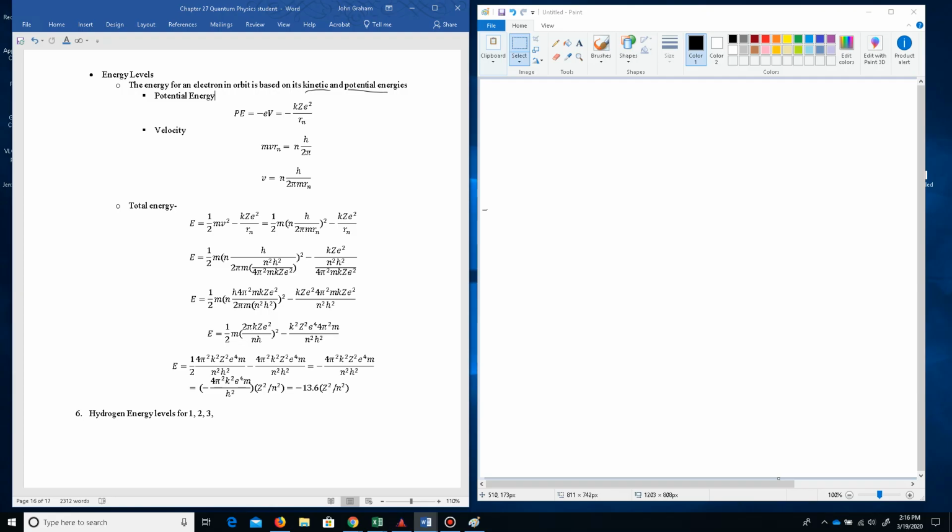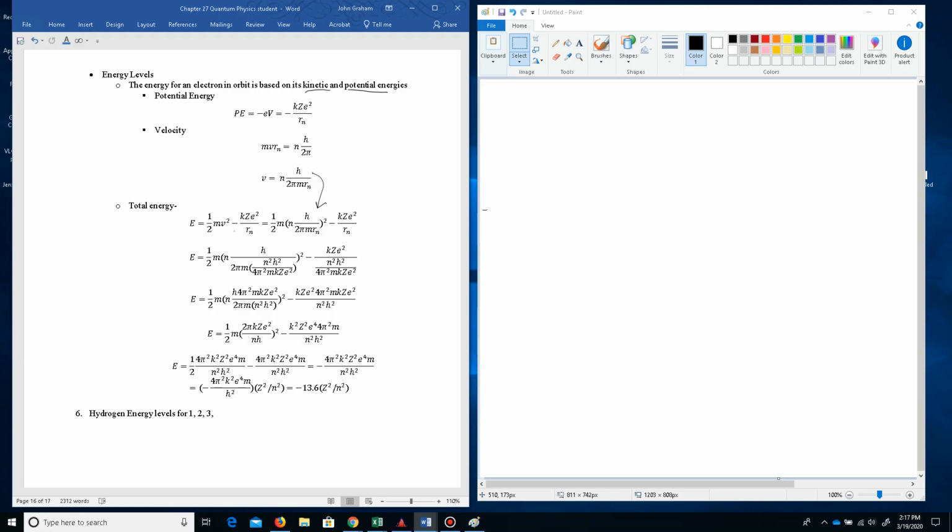So the total energy we found is going to be kinetic, 1/2 mv squared, plus the potential, but the potential is negative, so it would be minus your potential k Z e squared over rn. And then we can plug in what we have for the velocity from here: 1/2 m times nh over 2 pi m rn, and the whole thing is squared because the velocity is squared, minus your potential.